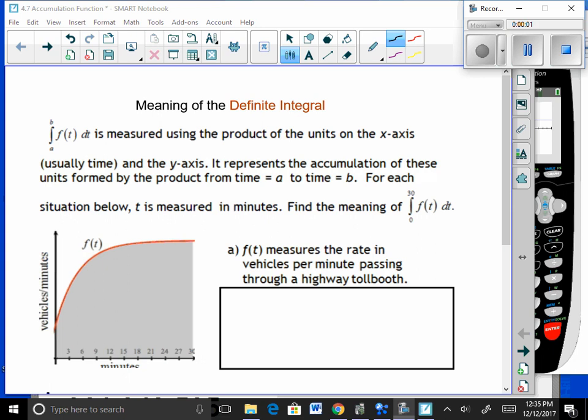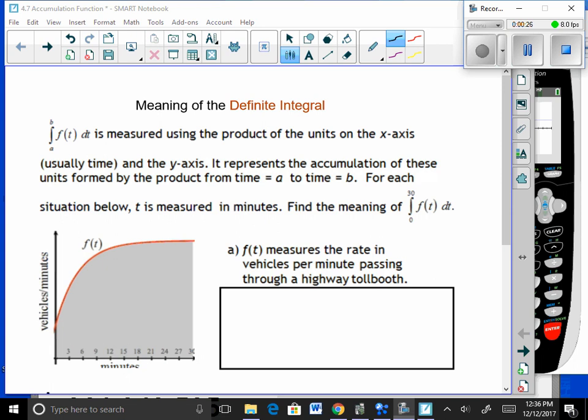Okay, so we're going to be dealing with the topic that says accumulation function, so talking about what it means when you are finding your integrals. So basically the meaning of a definite integral. Now this is if everything's above the x-axis, so you're not dealing with negatives, okay? So from a to b of f of t, that's just whatever your function is.